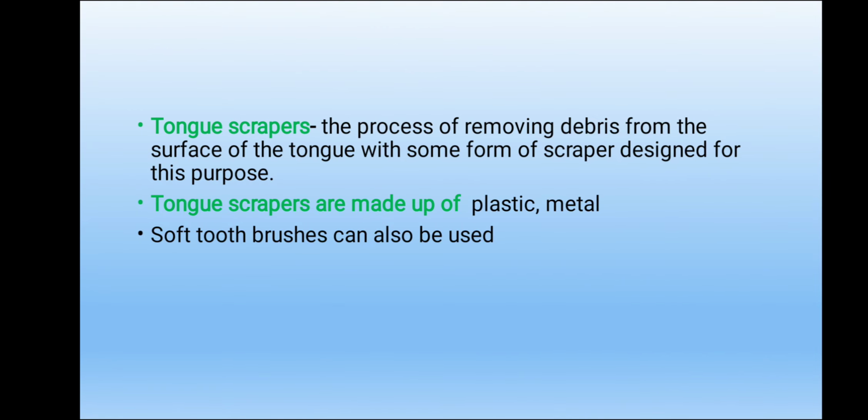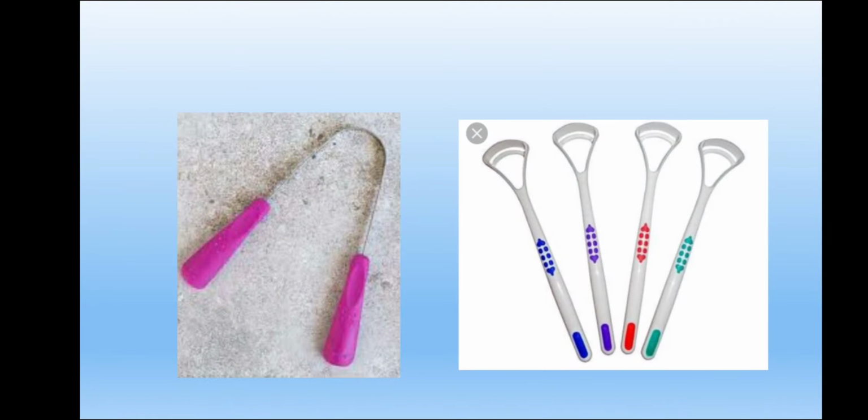Tongue scrapers. The process of removing debris from the surface of the tongue with some form of scraper is called tongue scraping. The tongue scrapers are made up of plastic or metal. Also, sometimes a soft toothbrush can be used. So these are plastic tongue scrapers and this is the metal one.